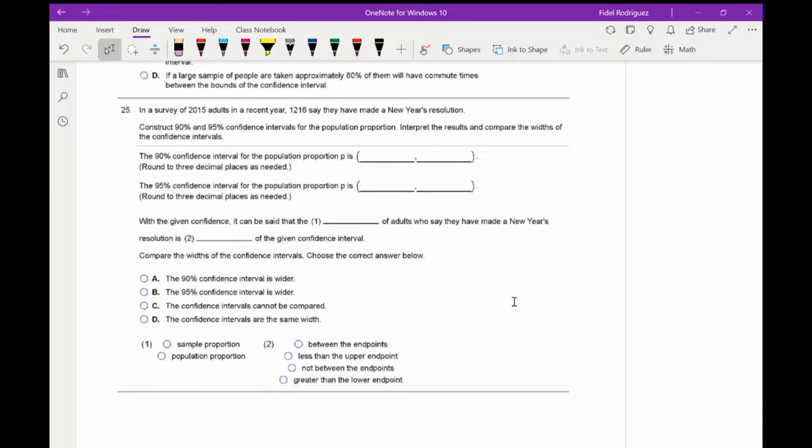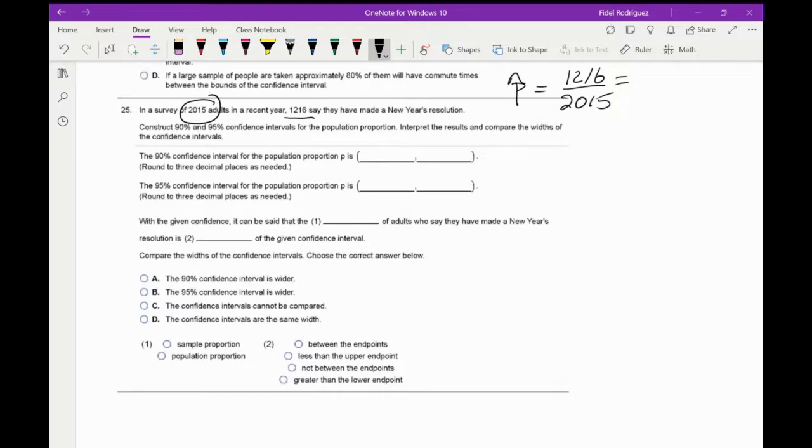Perfect. Okay, so the first thing we're going to do here, guys, we're going to find our value of p hat. The way we're going to do this is we're going to take the number of adults that we surveyed, in this case, it was 2015. And we're going to look at how many of them said they made a resolution. That was 1216, okay? And I'm going to write this here as a decimal.